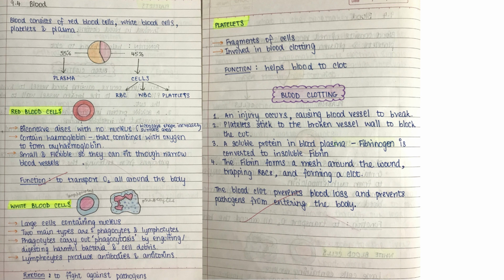Plasma is the liquid that carries everything in blood. So plasma is a pale straw-colored liquid that carries almost everything in blood, which includes RBCs, WBCs and the platelets, nutrients like glucose and amino acids, which are soluble products of digestion, carbon dioxide from the organs to the lungs, ions, hormones and urea.